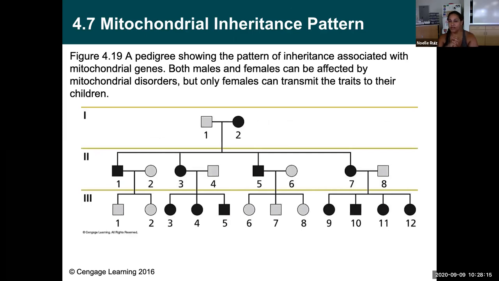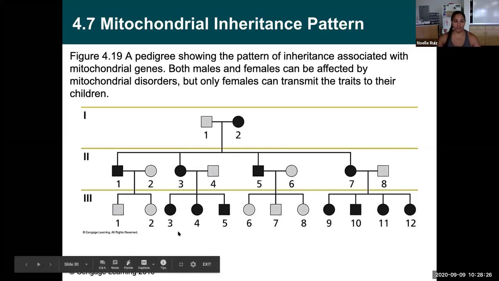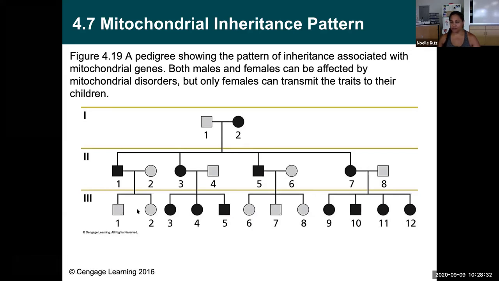Pedigree showing the pattern of inheritance associated with mitochondrial genes. Both males and females can be affected, but only the females transmit it to their children. So you can see in generation 2, number 1 is affected, but he doesn't pass it on to his children. Same with child number 5. Doesn't pass it on to his children. But if the mother has it, then all the kids have it.